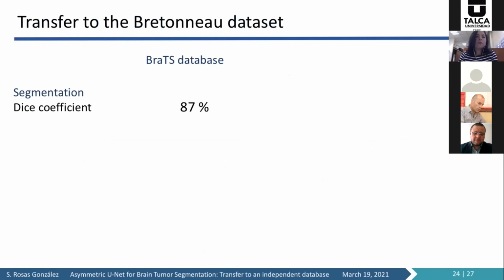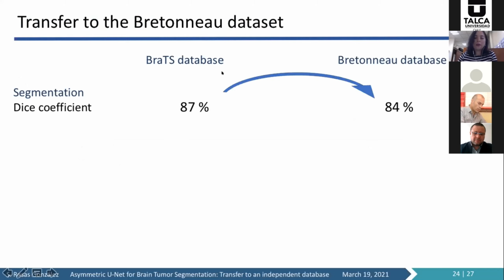In summary, we obtain a dice coefficient of 87% in the BraTS database, and when we evaluate it in the Bretonneau database, we obtain 84% dice, which is a good performance considering that our model was not trained on this database and was not adjusted or optimized for it. But there is also room for improvement if we reduce the domain gap between these 2 databases.